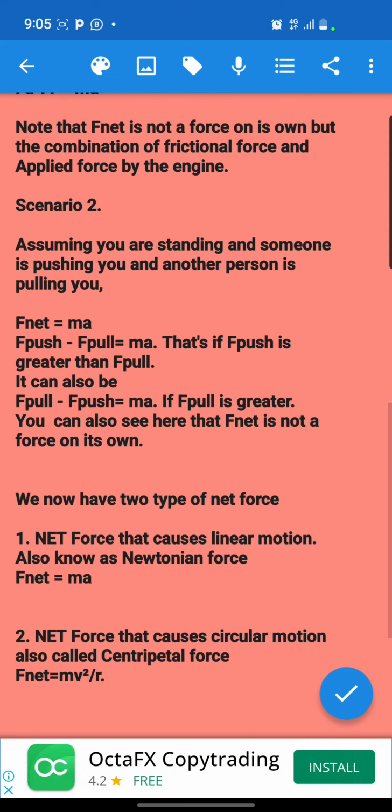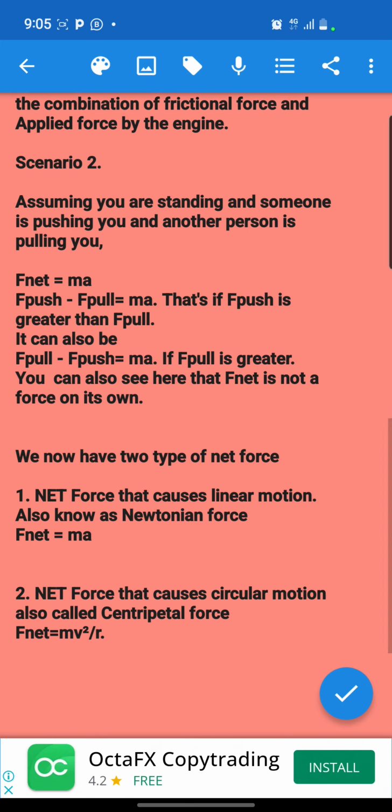Now let's go to the second scenario. Assuming you are standing, somebody is pushing you, another person is pulling you. So the F net is also equal to ma. But your F net is what? The force created by the push minus the force created by the pull equals ma, because pull and push are opposite.